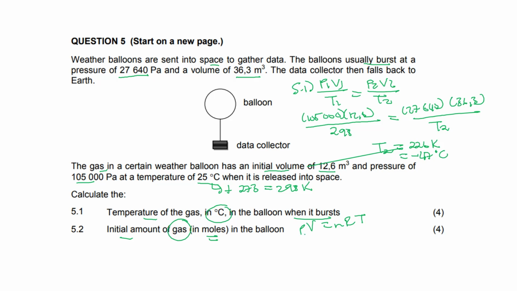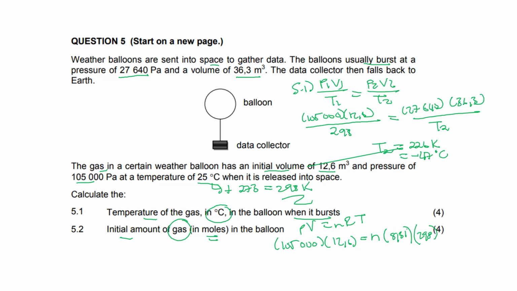Okay, they want initial gas. So the initial pressure was 105,000. The initial volume was 12,6. They want the amount of gas in moles, so the number of moles. My R is my constant, which is 8,31. And remember, the initial temperature is 25 degrees Celsius. We've calculated that as 298, so 298.